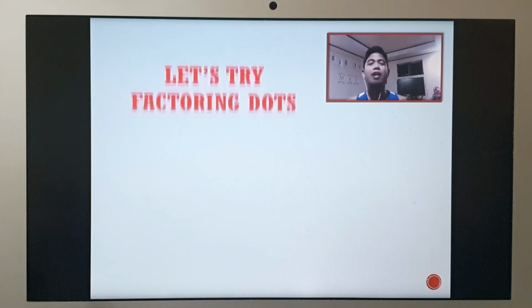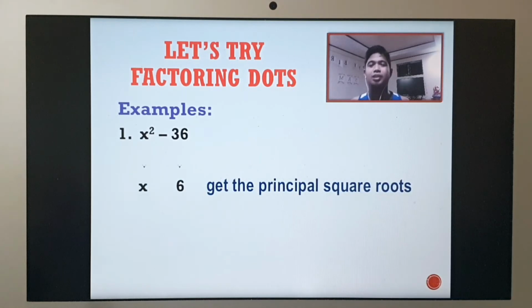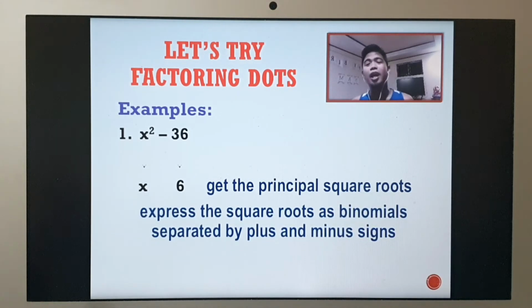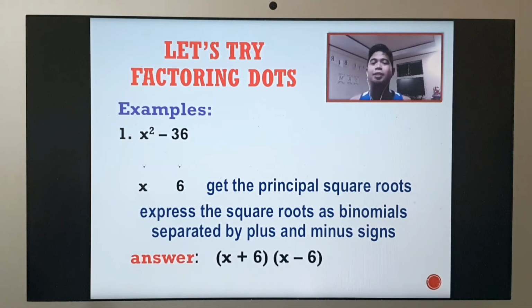Now let's try factoring DOTS. We have example number 1, x squared minus 36. First, we get the principal roots of x squared and 36, and those are x and 6 respectively. Then write the square roots as binomials separated by plus and minus signs. Hence, the answer is x plus 6 times x minus 6. I hope you get the process correctly.